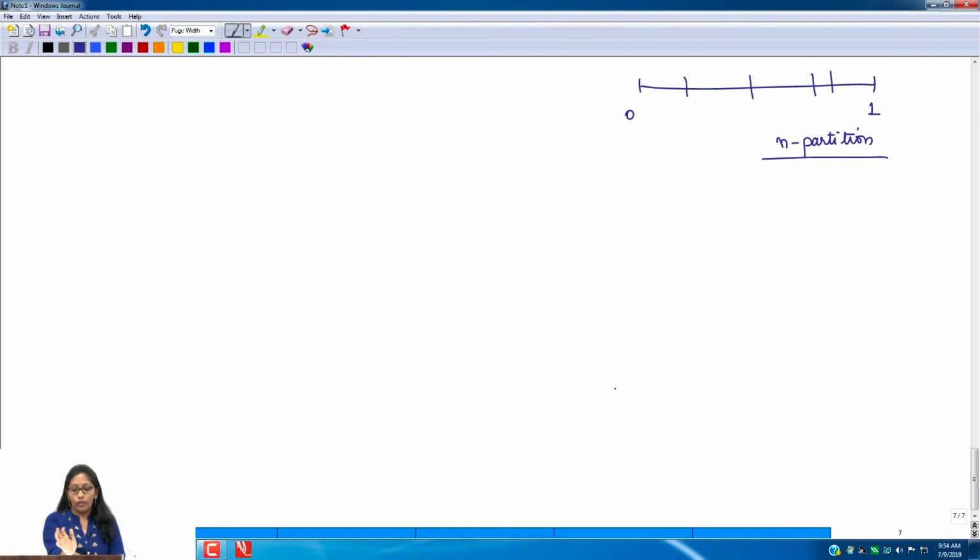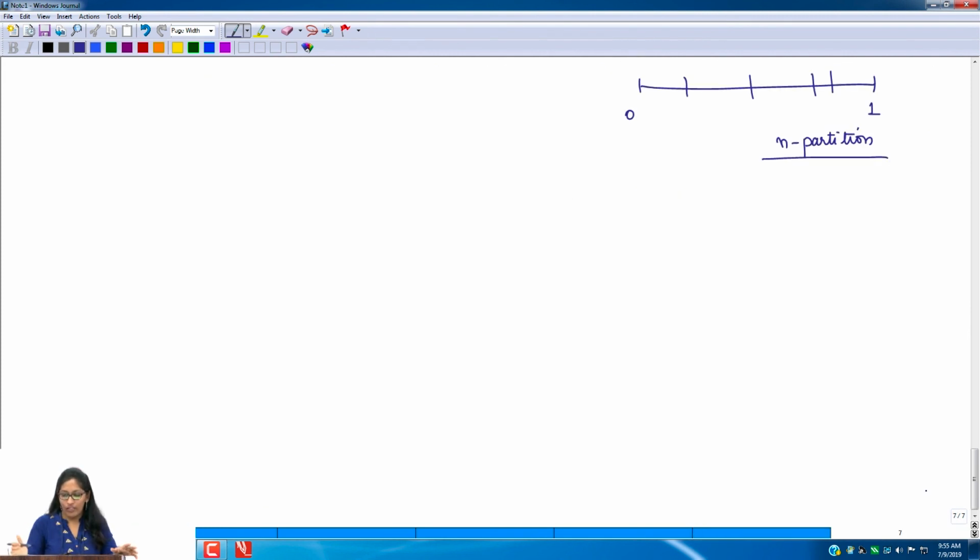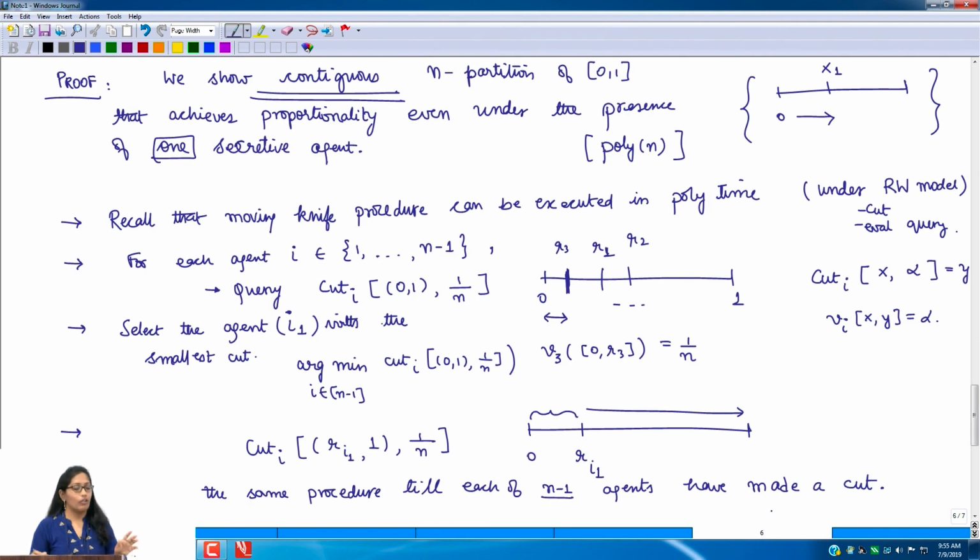So note that it's not the case that agent I1 has gotten this piece. He made the cut, he let's say reserved his piece, but he has not really gotten it yet. Because who will get to choose first? Exactly, the secretive agent, right? So we have just reserved pieces for agents and not yet allocated them. So this is PI1, the piece reserved by the first agent who made the cut, and so on.